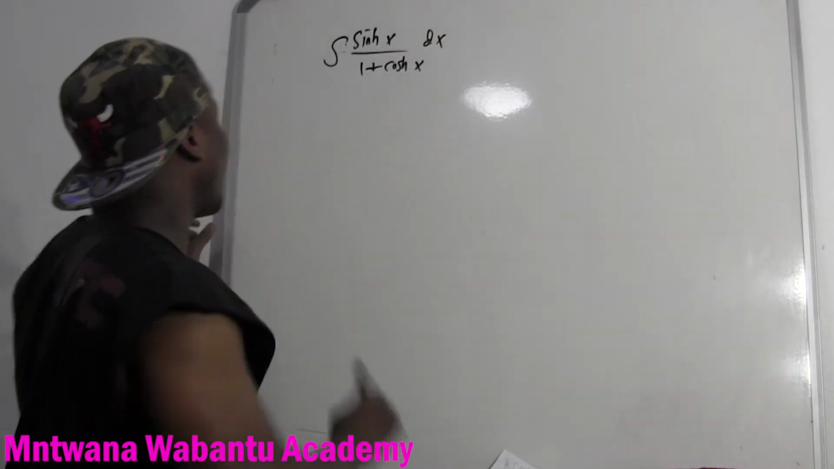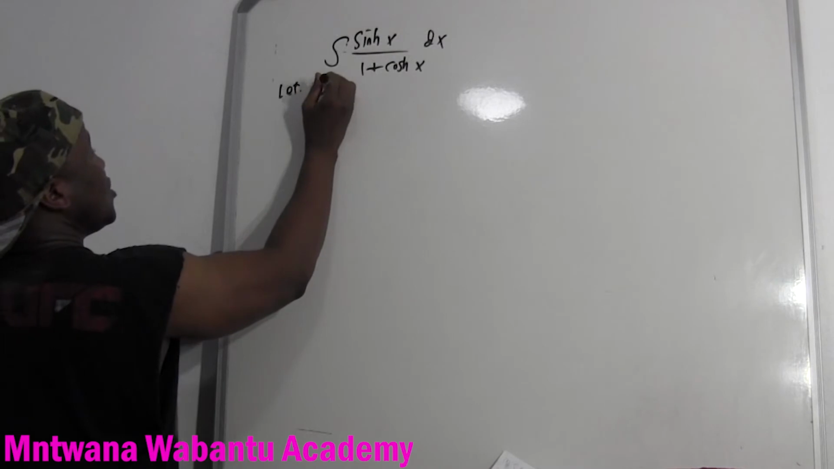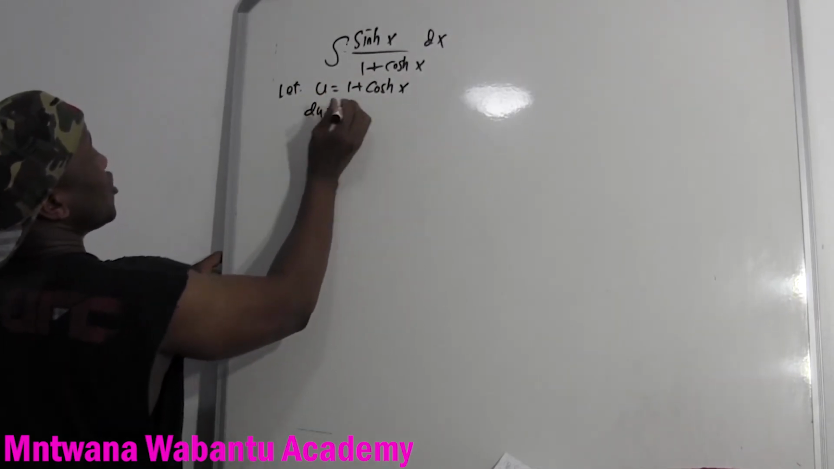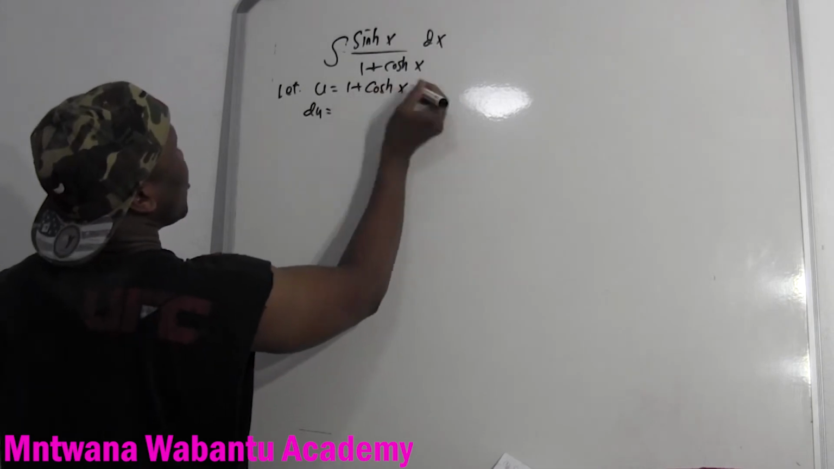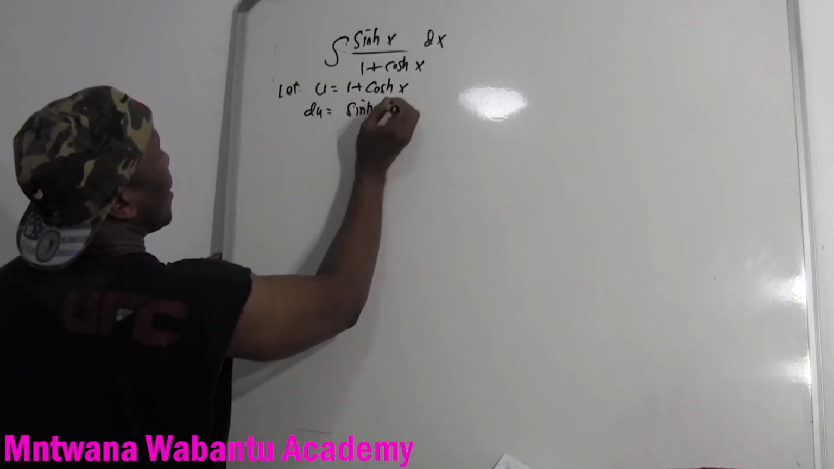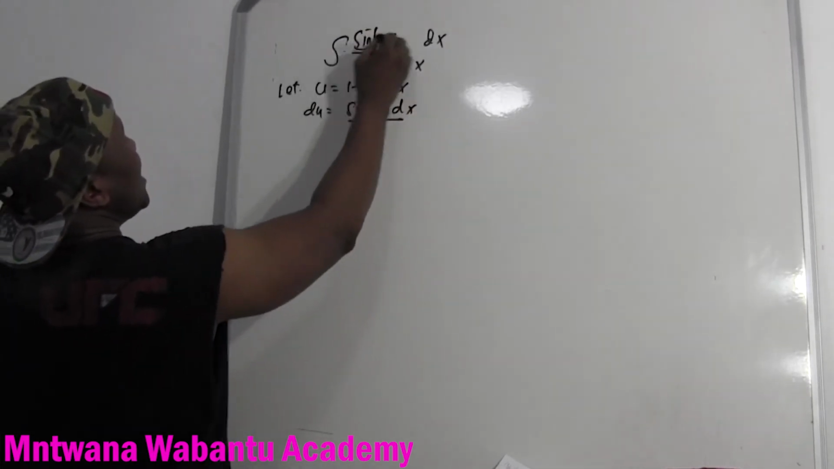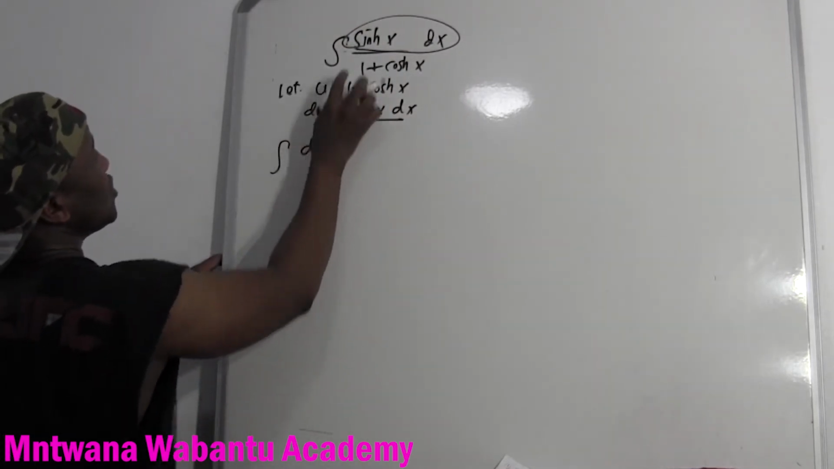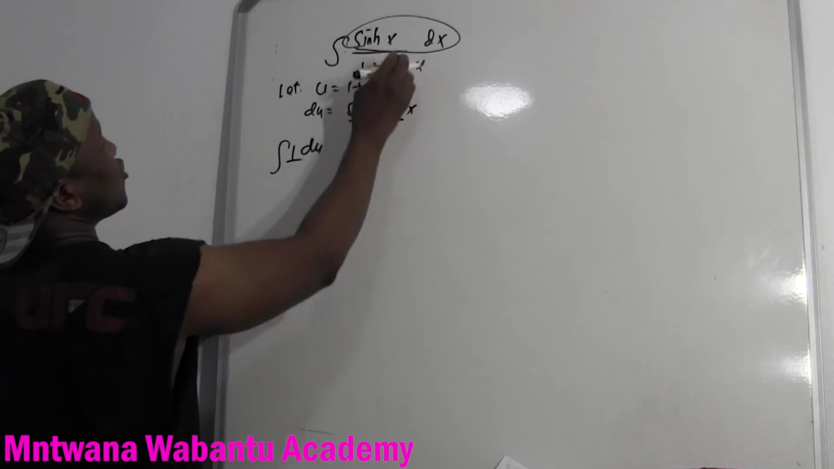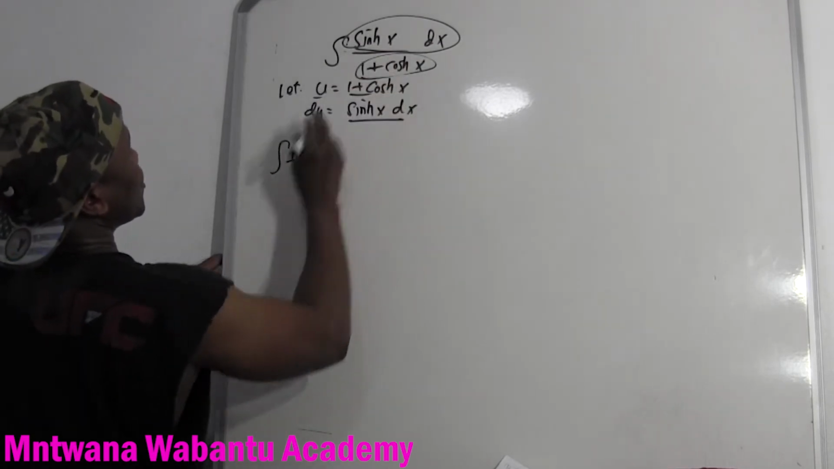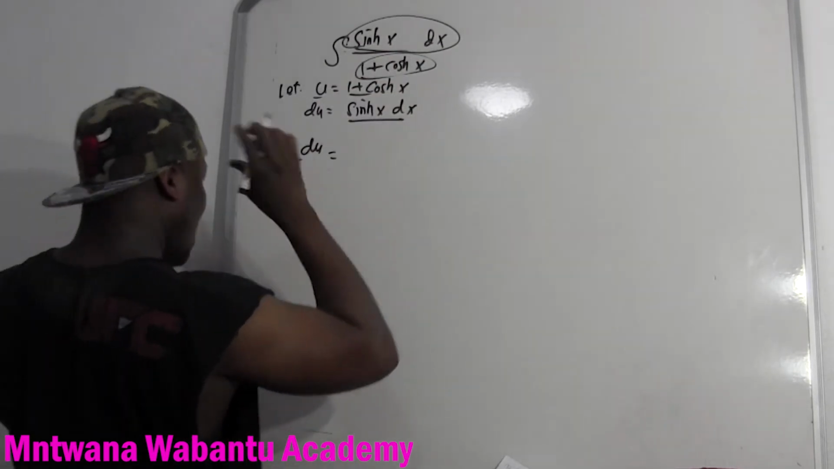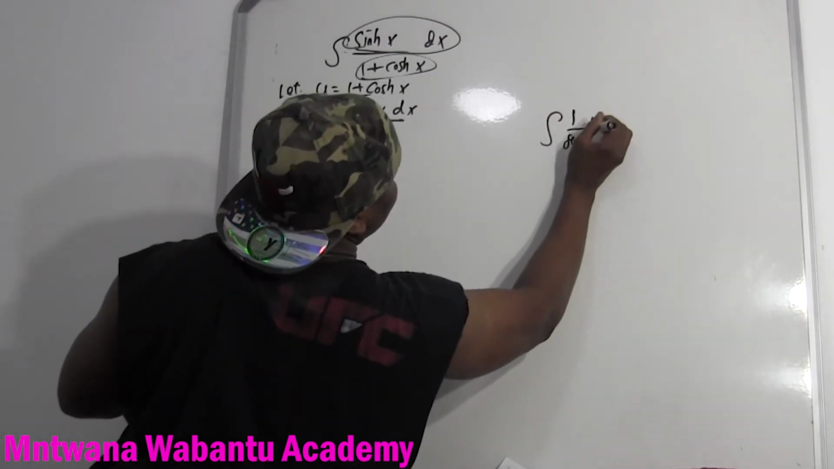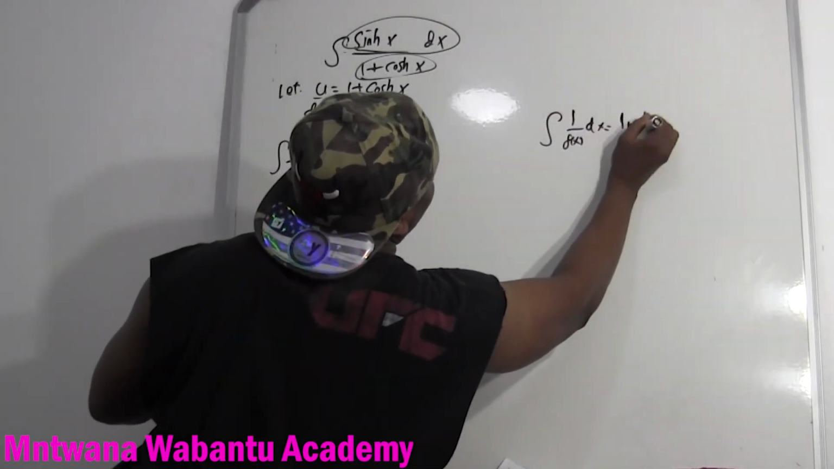If I take this, let u equal to 1 plus cos x. Differentiate, du equal to, when you differentiate 1 you get 0, when you differentiate cos you get negative sin x dx. So this equals du. So let's say integral du, and then it's going to be 1 over u, because u equals that one. So whenever you integrate 1 over f of x dx, this is the same as ln of the function.